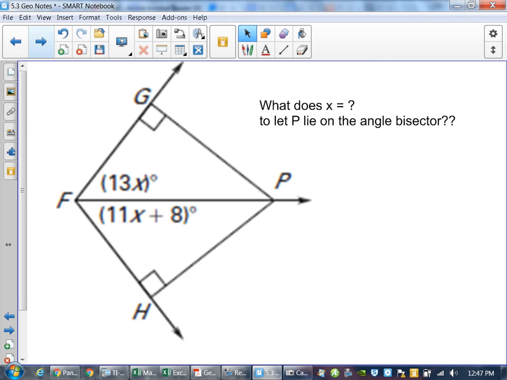This is really, really straightforward. So we've done this before where it asks you to figure out a value so that it works to lie on something, whether it was a perpendicular bisector or an angle bisector. Tomorrow we'll talk about medians.